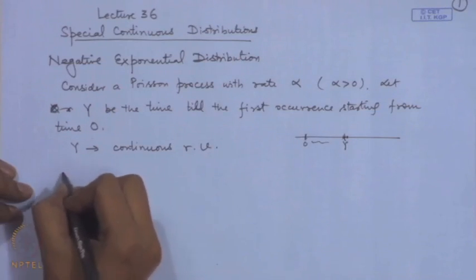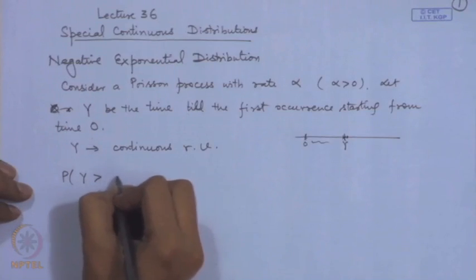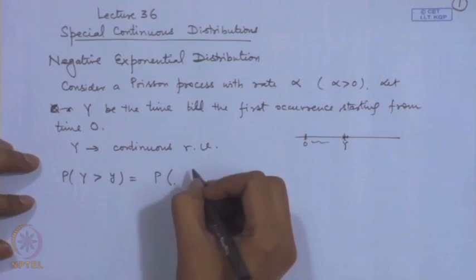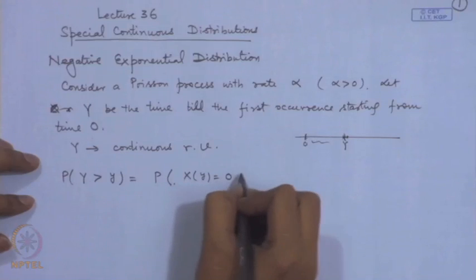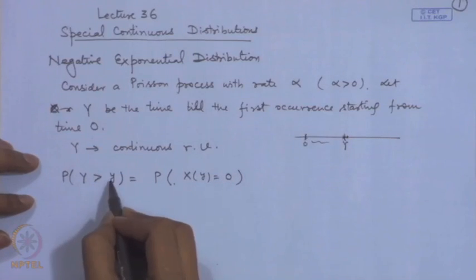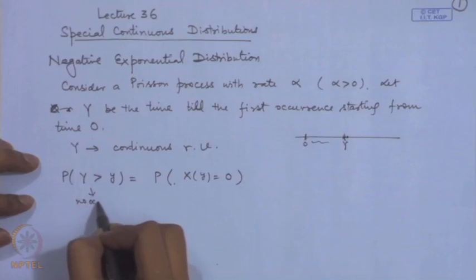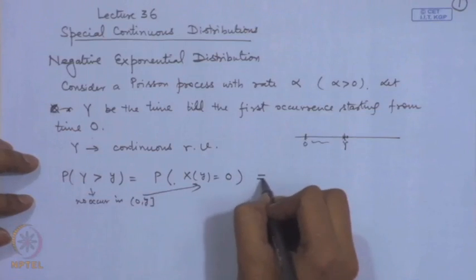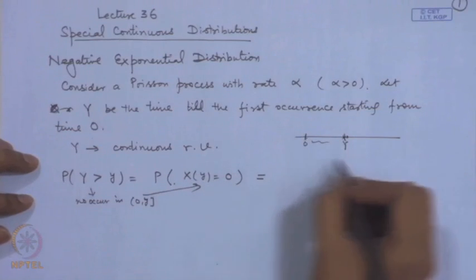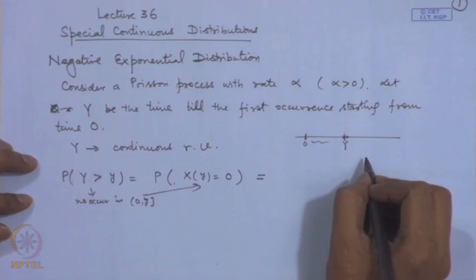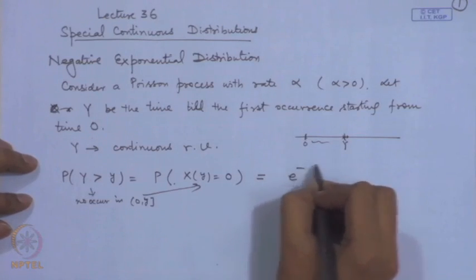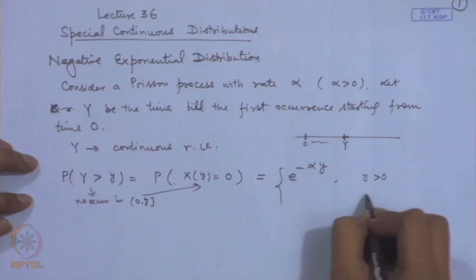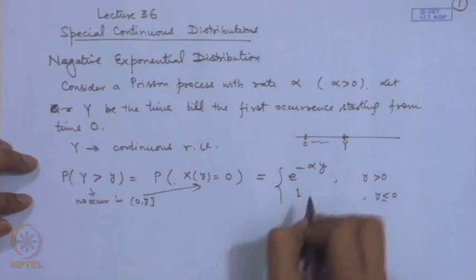Now, let us find out what is the distribution of y. So, let us look at the probability of y greater than small y, that is equal to the probability of x_y is equal to 0, because if y is greater than small y, that means there is no occurrence in the interval 0 to y, which is equivalent to x_y equal to 0. Now, what is the distribution of x_y? That is the Poisson distribution with parameter alpha y. So, this is becoming e to the power minus alpha y. Of course, this is for y greater than 0. If y is less than 0, then this will be equal to 1.